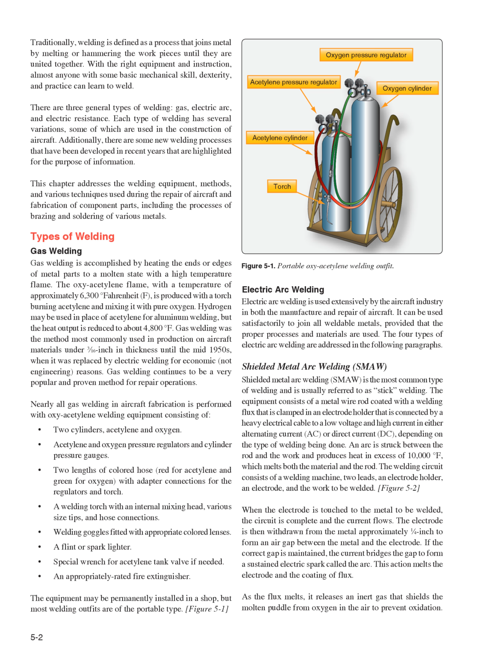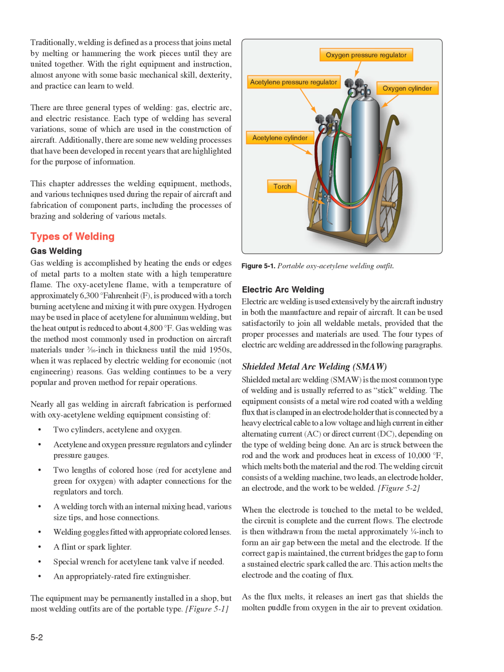The equipment consists of a metal wire rod coated with a welding flux that is clamped in an electrode holder that is connected by a heavy electrical cable to a low voltage and high current in either alternating current, AC, or direct current, DC, depending on the type of welding being done. An arc is struck between the rod and the work and produces heat in excess of 10,000 degrees Fahrenheit, which melts both the material and the rod.